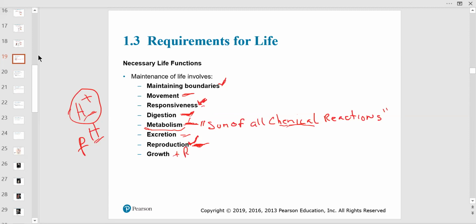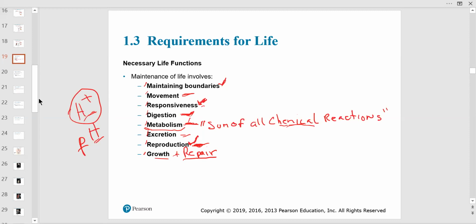I should put repair here too. You break a bone or you injure yourself. Its ability to repair. And sometimes that's through growth. So these are really important things. I'll probably never ask you to name all these and write all these out, but we're going to talk about each one of these in one way or another throughout the body systems.